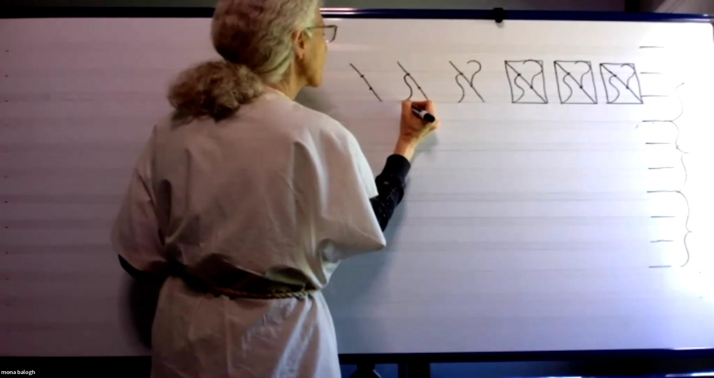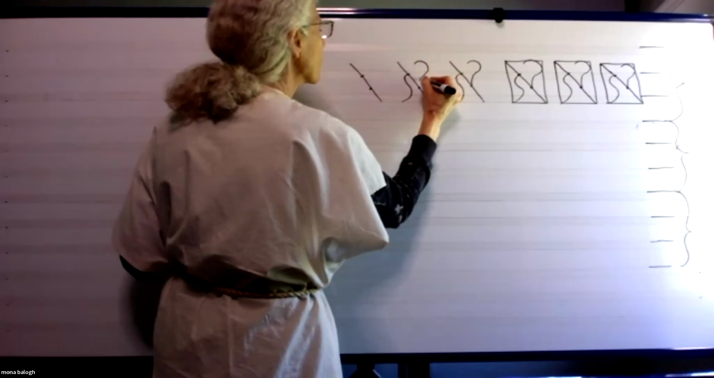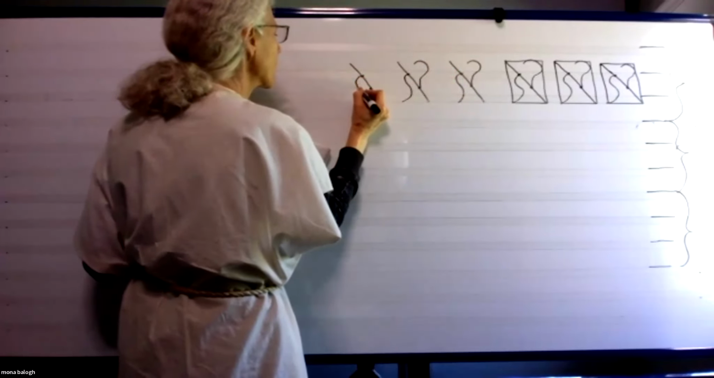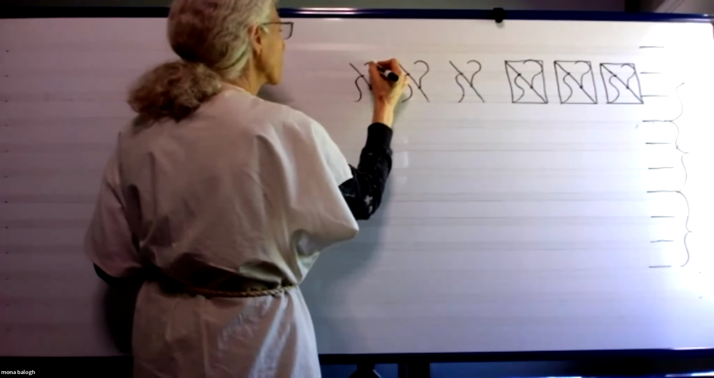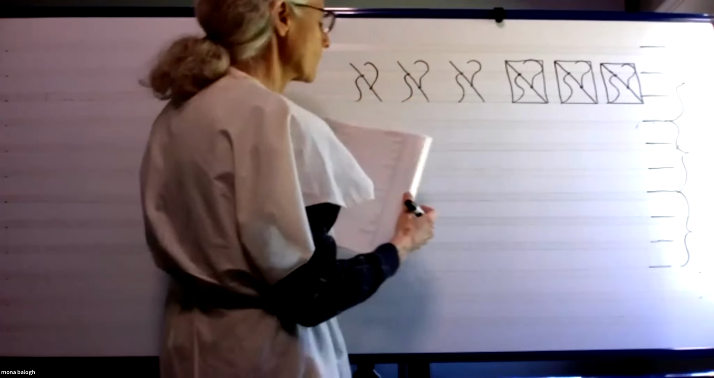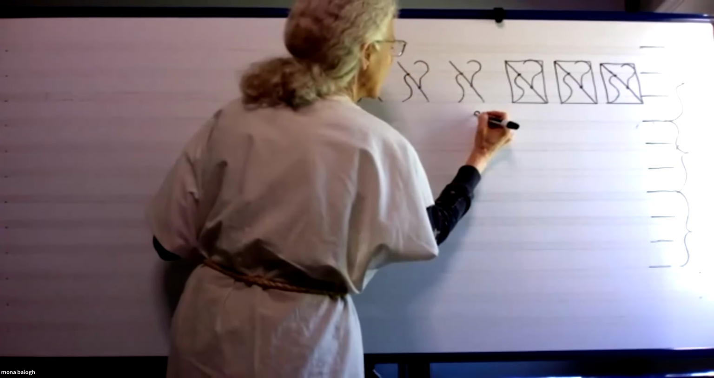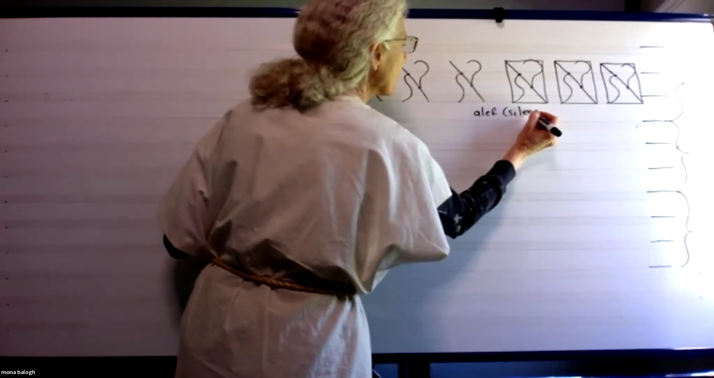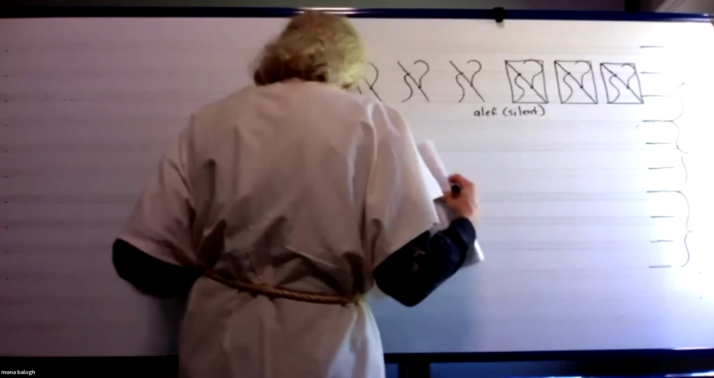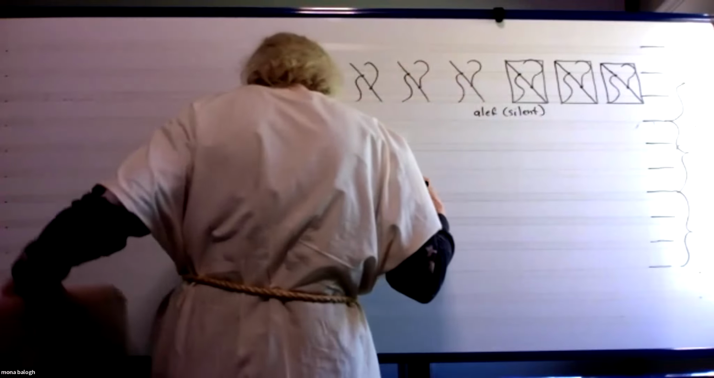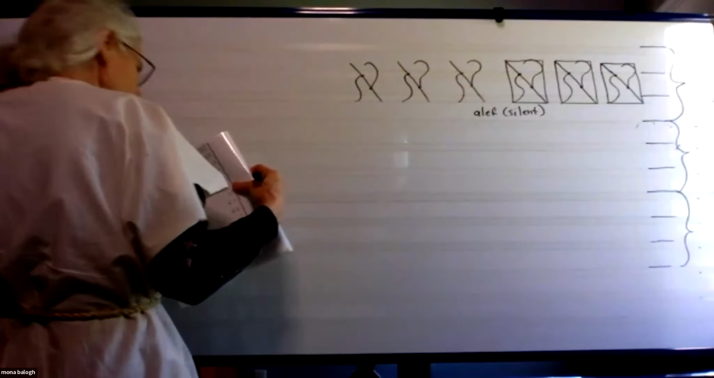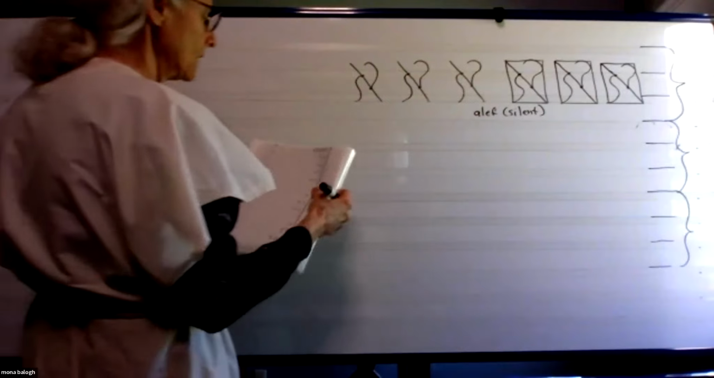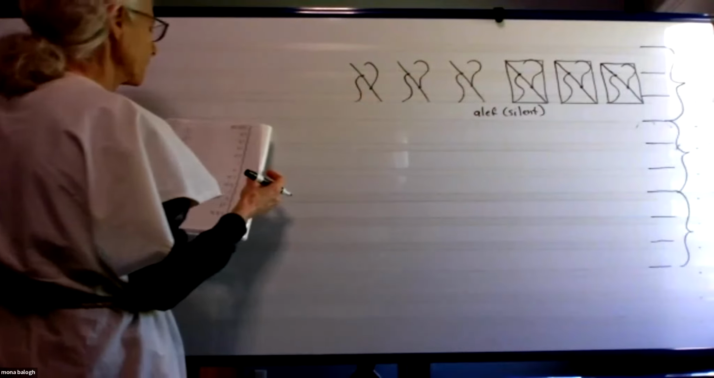Backwards S, question mark. Okay, so that's the Aleph. And the Aleph is silent. It does not make a sound. Eventually you'll learn that in order for that Aleph to make a sound, you have to attach a vowel marking to it. All right, next is the Beit.